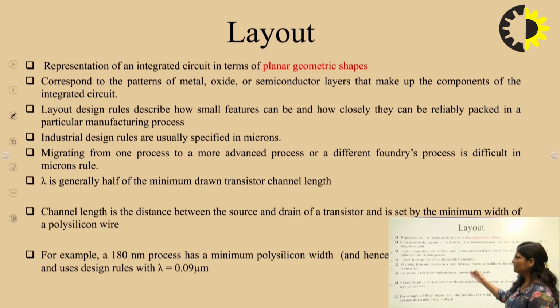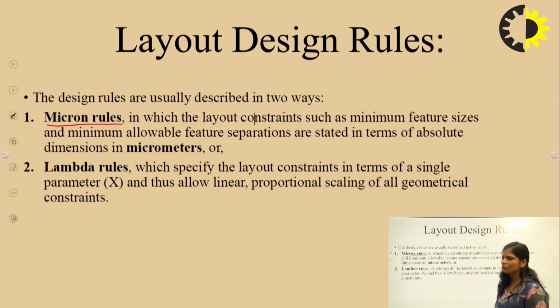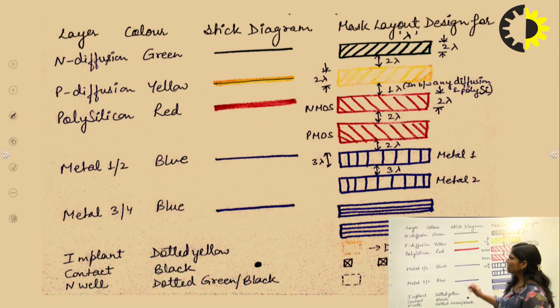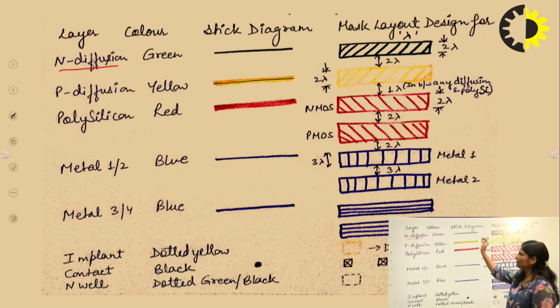So we can read out the rules of this layout. In the next step, we have to follow these. There are two types of design rules, micron rules and lambda rules. We have to follow the lambda rules. Now you can see n diffusion is of green color, and we have to draw a stick diagram like this and then draw a layout for it. In this layout, the width of the n diffusion is 2 lambda.